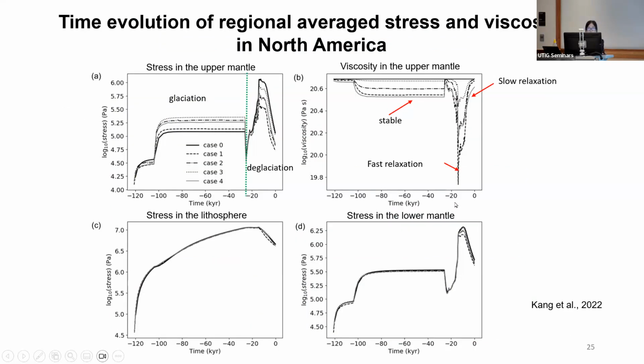Also, for the time evolution of the regional average stress and viscosity, we can see similar conclusions from the spatial pattern. We have a very stable stress and viscosity pattern during the glaciation. Also, we have a fast relaxation followed by a slow relaxation phase during the deglaciation period.